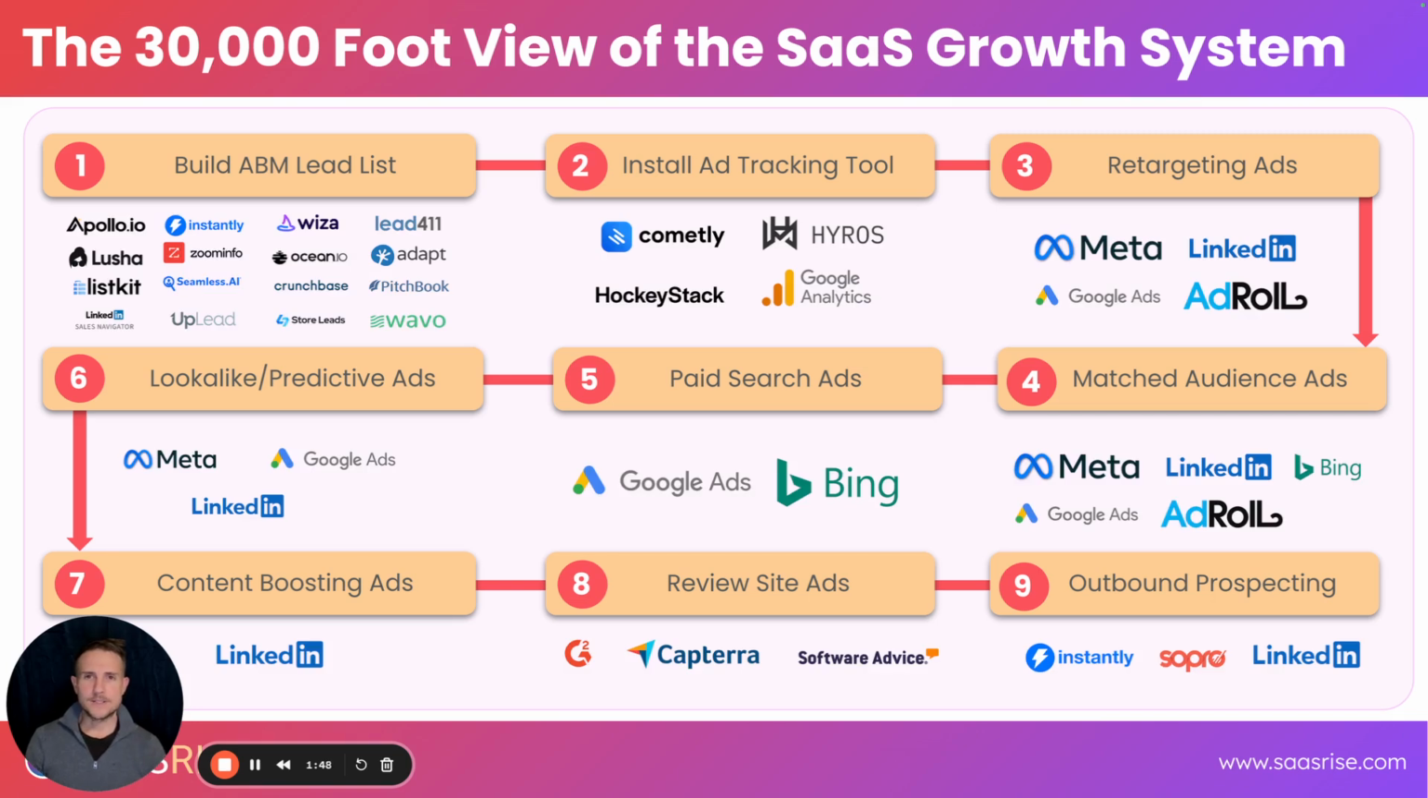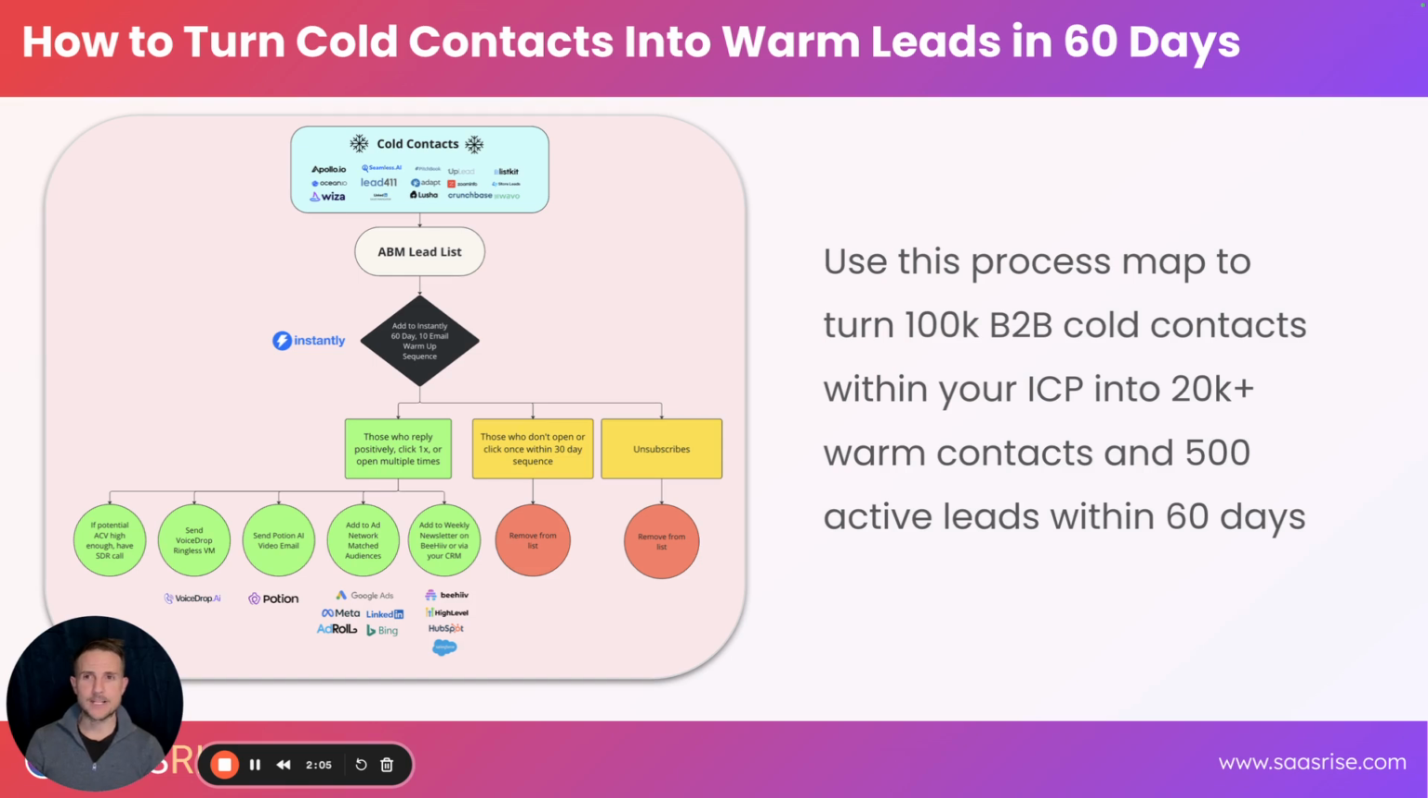So as always, the big picture view of the SaaS growth system: you start with your ABM leads list, and then you start running ads. You do your matched audience ads and your retargeting ads and all the other types of ads, and then you do your outbound prospecting once you've warmed up a list and made them aware of your brand. Today, we're going to be talking about that, the outbound prospecting.